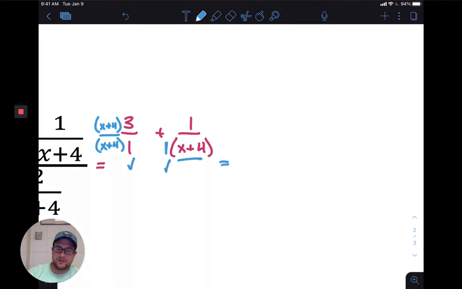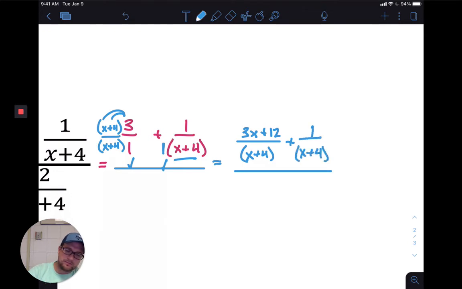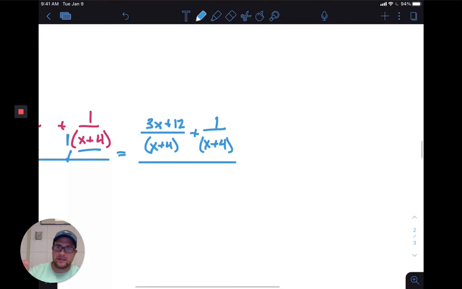Moving along, I'm just going to work through just the numerator of the fraction here because our denominator is not going to change. So I'm going to get 3x plus 12 when I distribute that. So I get 3x plus 12 over x plus 4. And then I want to add that to 1 over x plus 4. Since I have common denominators, I can push those two together. We will keep that same denominator of x plus 4.